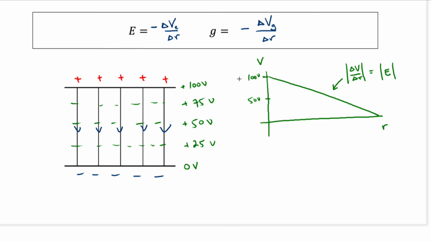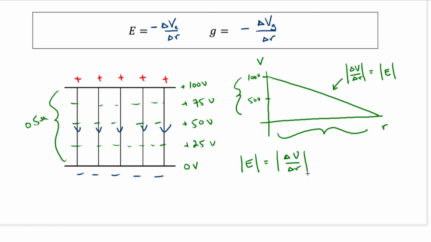Well, the magnitude of that slope is just the rise, which is 100 volts, divided by the run. And the run here is whatever the separation of the two plates is. Let's say that the separation is 0.5 meters. Then the magnitude of our electric field would be equal to the magnitude of the slope, and that's equal to 100 volts divided by 0.5 meters, which gives me 200 volts per meter. And working out the units, because a volt is a joule per coulomb and a joule is a newton times a meter, this works out to be the same thing as 200 newtons per coulomb.